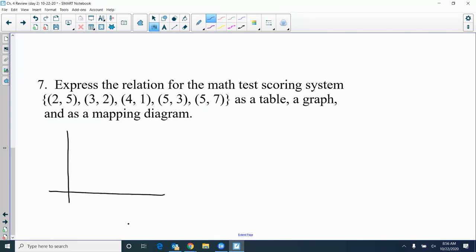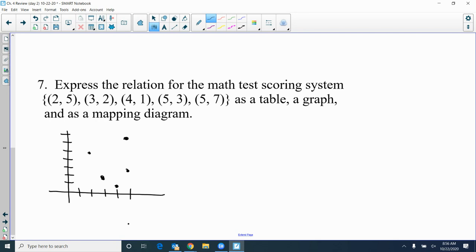So draw that out, and basically what you're doing is plotting those points. 2, 5. 3, 2. 4, 1. 5, 3, and 5, 7. Okay, so there's your graph.